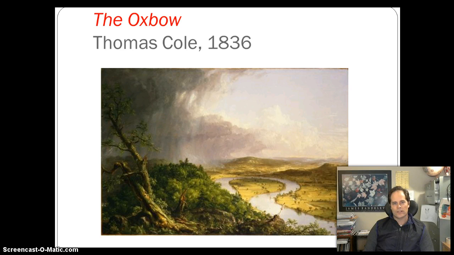This is called The Oxbow by Thomas Cole. It's a painting that's actually loaded with all sorts of meaning. You can see it's part domesticated pasture and it's also part wild wilderness. What is the story that's being implied by this sort of presentation?